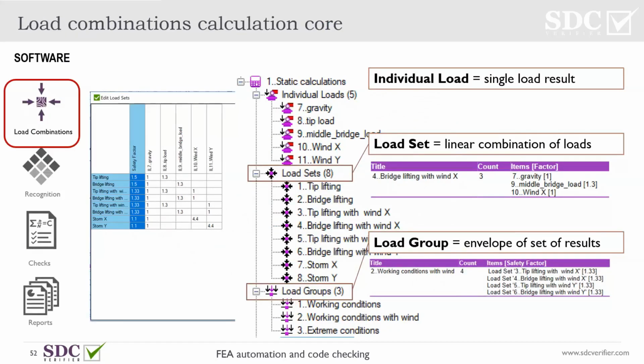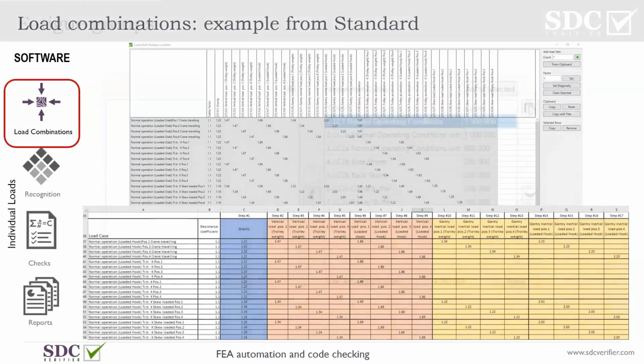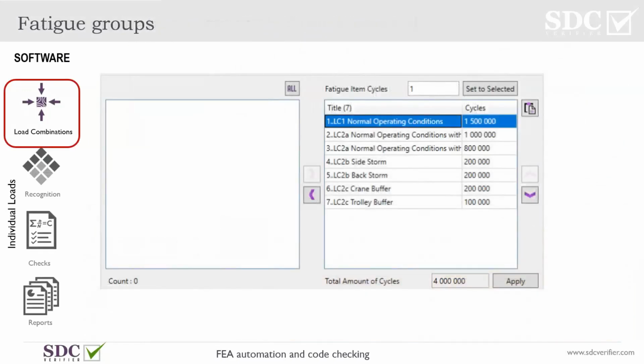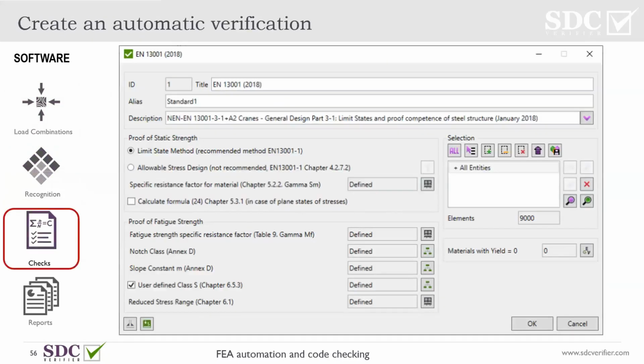So you create it once, you simply run all these load combinations. I was talking about them before, but that's the idea. You created them, then you have a separate window where you can carefully set up the different number of load cycles for the different positions of your trolley or the different load situation, right? So at the end, these things are summed up with the total number of load cycles. You recognize your welds automatically, and the only thing you have to do is to create your standard and set up a few parameters we were talking about.